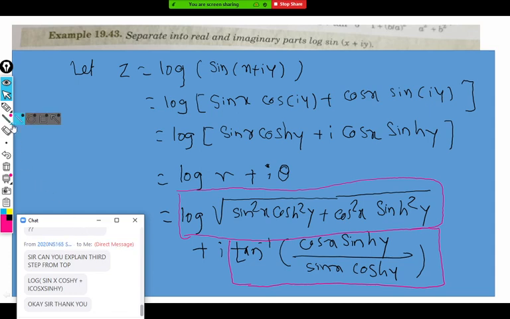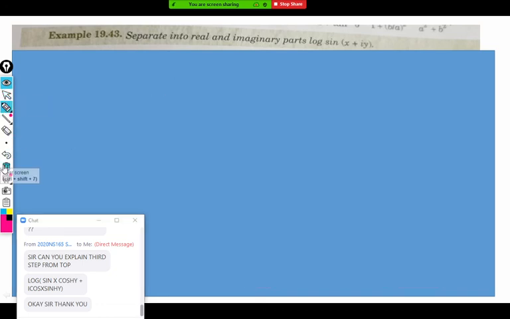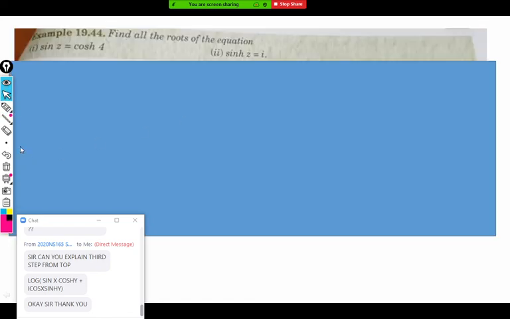Okay, so can we move to the last question here? The chances of this last question coming in the exam are very rare actually. So the question is like this: find all the roots of the equation sin z equal to cos hyperbolic 4. We have to solve this equation: sin z is equal to cos hyperbolic 4.